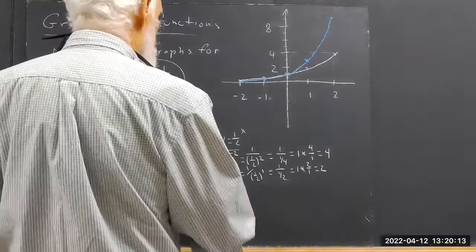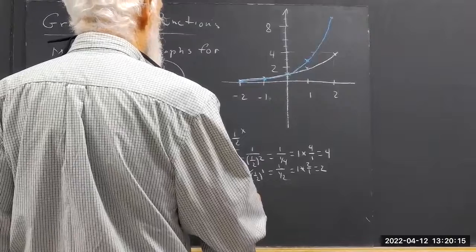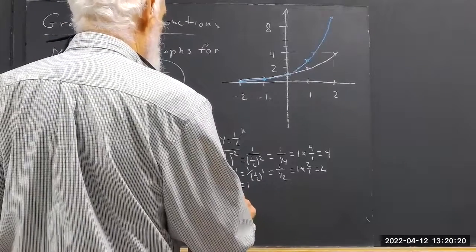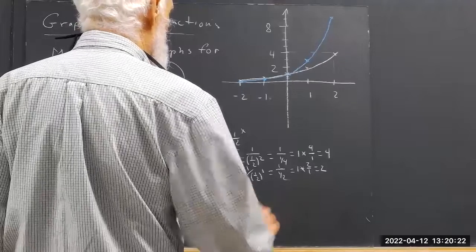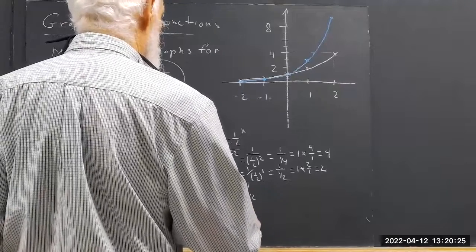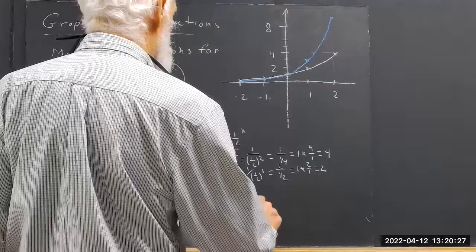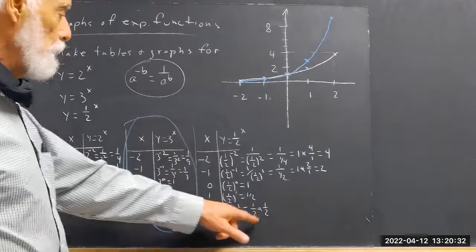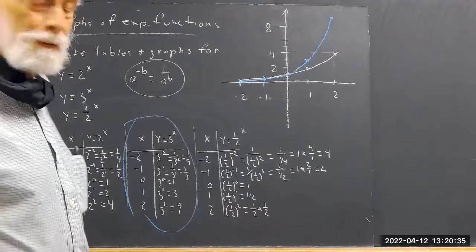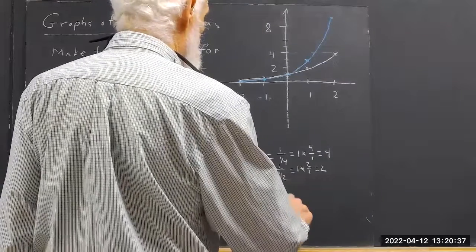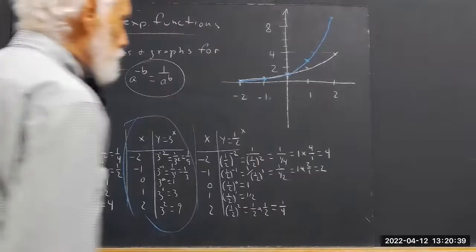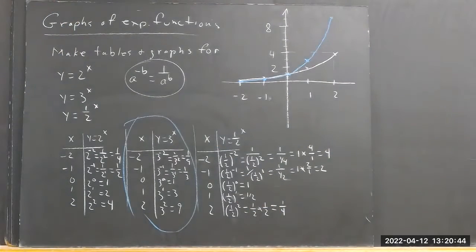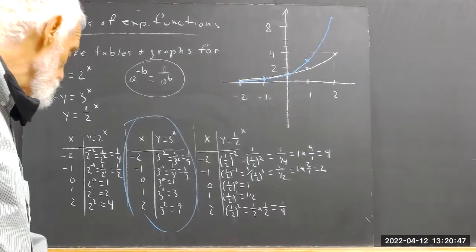Okay, well then, (1/2) to the 0 is 1. Any number to the 0 is 1. (1/2) to the 1 is 1/2. (1/2) squared, now this one is a fraction, so we better go ahead and write it out. That means 1/2 times 1/2. And you multiply the numerators, you get 1, you multiply the denominators, you get 4. So now we've got 5 points. We can construct a graph.